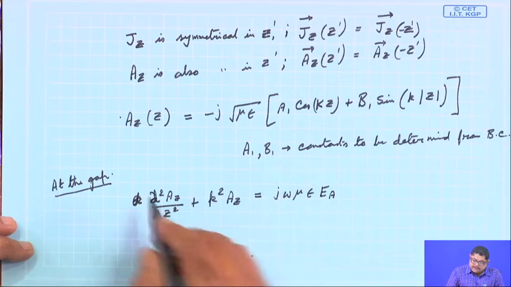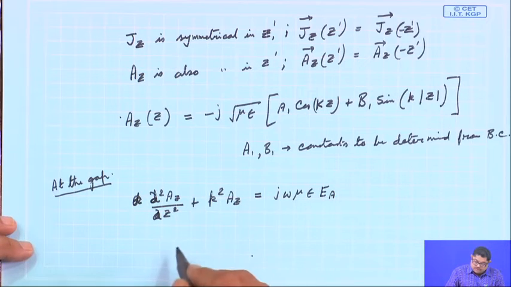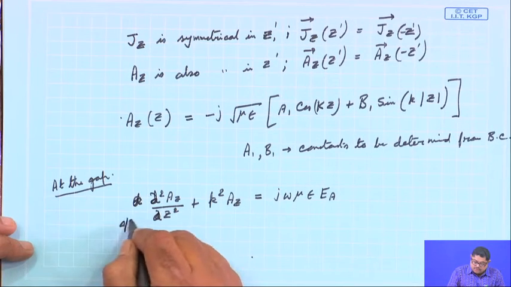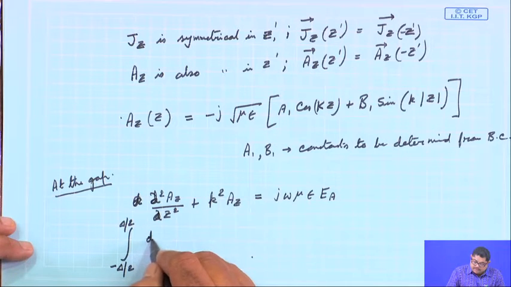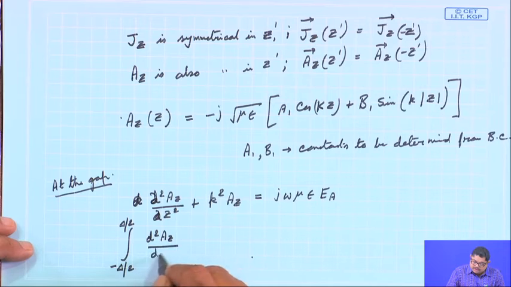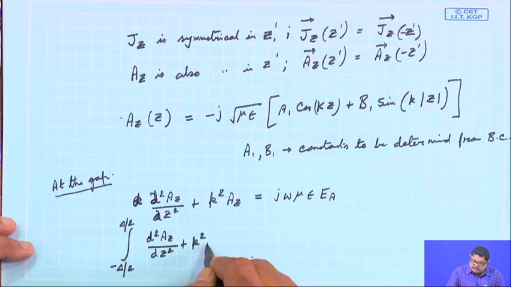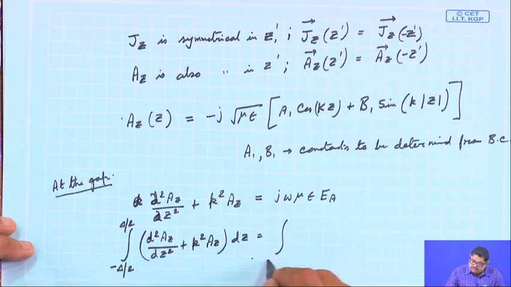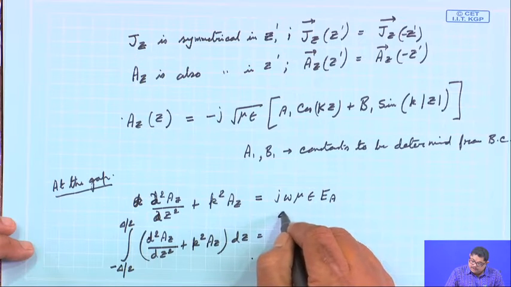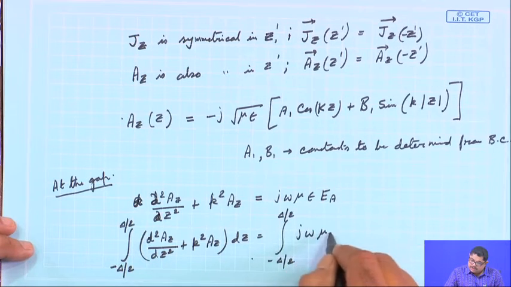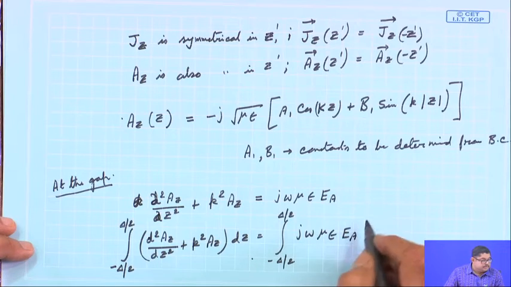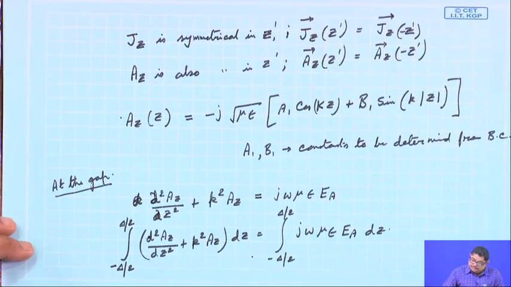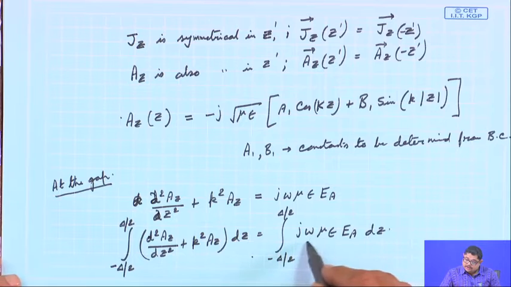Now, let us integrate this whole thing over the gap. So we are integrating from minus delta by 2 to delta by 2: del square A_z by del z square plus k square A_z, dz, is equal to the integral from minus delta by 2 to plus delta by 2 of j omega mu epsilon E_A dz. Okay, now I can easily integrate, these are all constants.